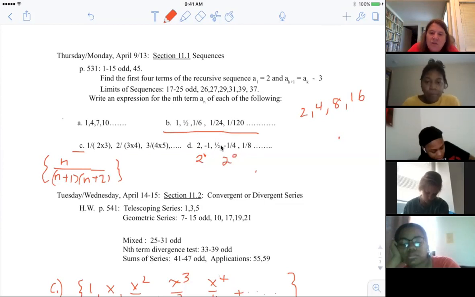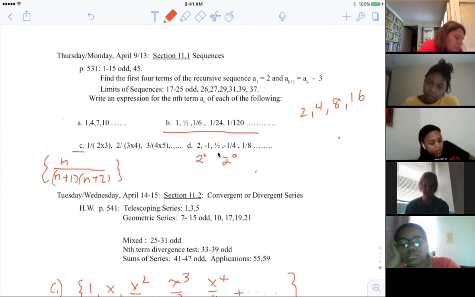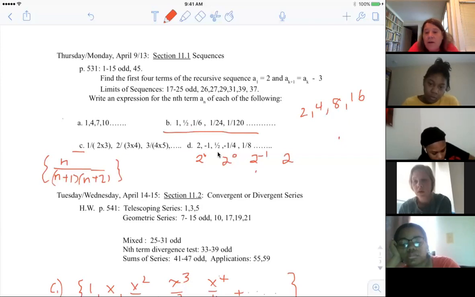Could you write this as 2 to a power? What's 1/2 if I write it as 2 to a power, guys? 2 to the -1. Everybody agree with that? How about 1/4? 1 over 2 squared is 2 to the -2. Everybody agree with me? How about 1/8? What's that? 2 to the -3. Now, I know these things need to alternate, but I'm going to take care of that in a minute.